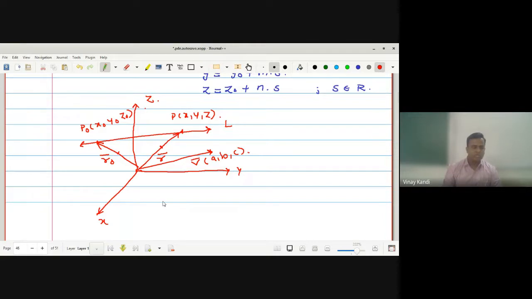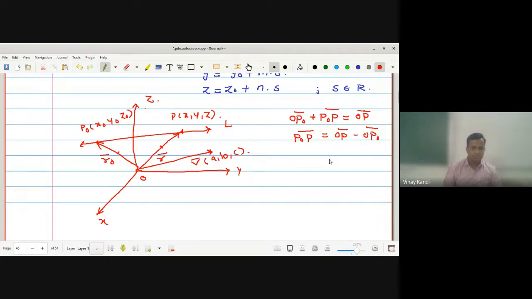Using vector addition, take the point O here, this is the P, and this is the P naught. By vector addition, we know that OP naught bar plus P naught P bar, the addition of these two vectors, is equal to OP bar. So we have to find the equation of P naught P. Here we get P naught P bar is equal to OP bar minus OP naught bar.